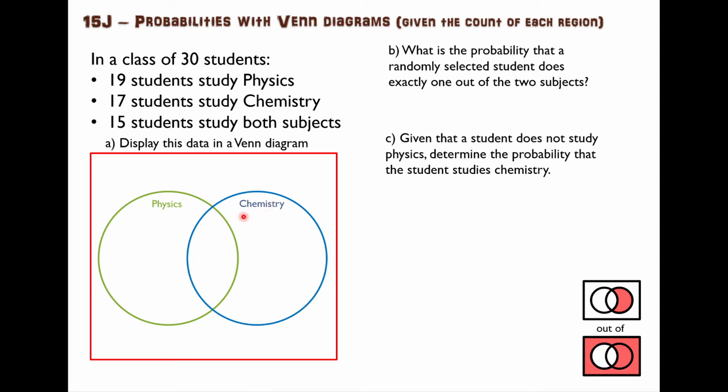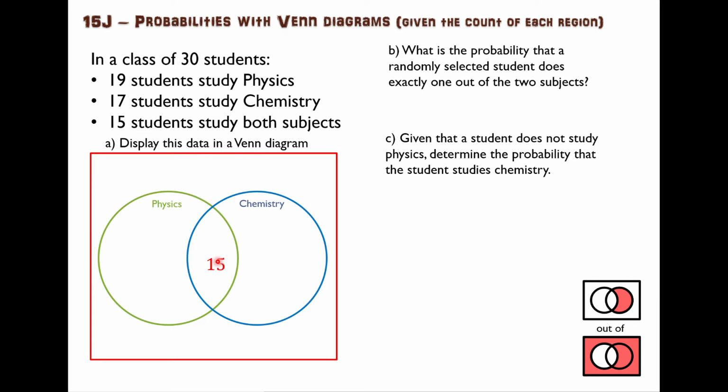And now I can put in some of this information. We know that 15 students study both subjects. So 15 students are in this region where they study physics, they're part of the physics circle, and they also study chemistry, they're part of the chemistry circle.